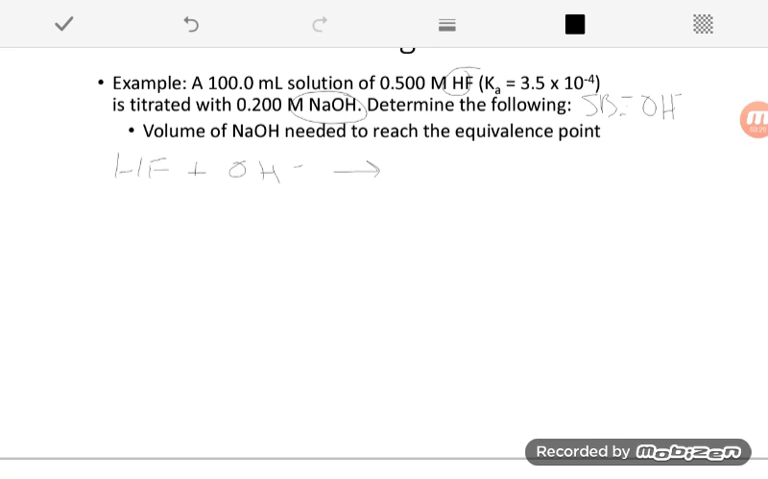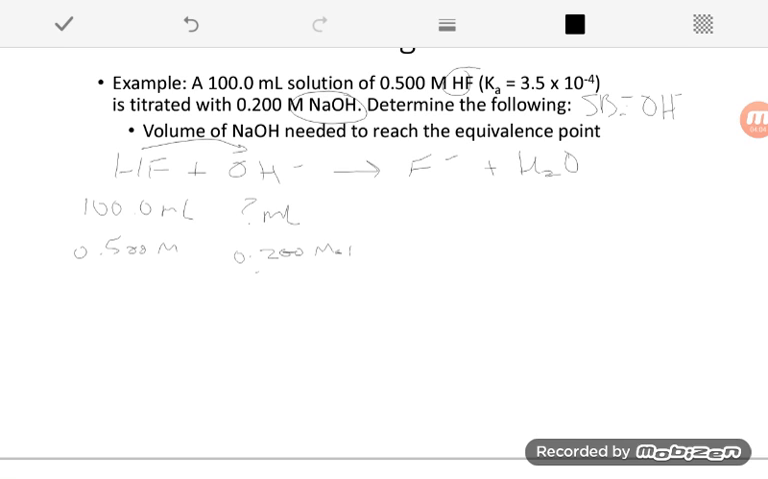Now I just think about, okay, what do acids and bases do? Acids donate a hydrogen, bases accept. So I'm going to end up with F minus and produce some water. And we're going to be using this equation again and again in our titration problem. So, like last time, I want to organize my information. I had 100 milliliters of HF. It's 0.5 molar. I don't know how much hydroxide I'm going to use, but I do know that it's 0.2 molar.